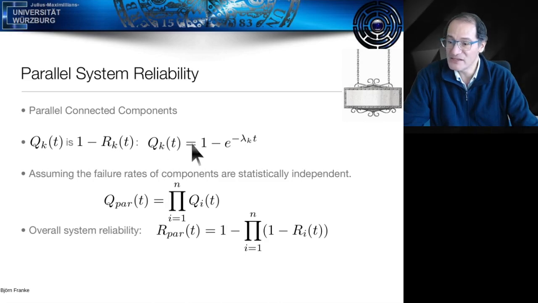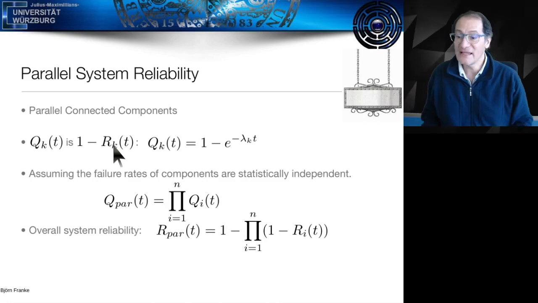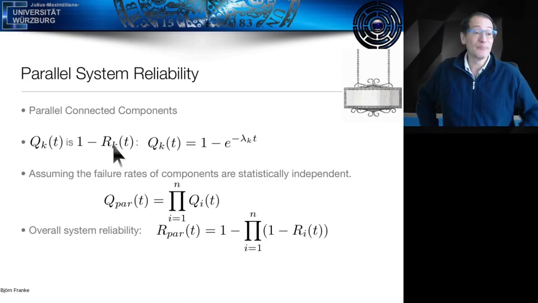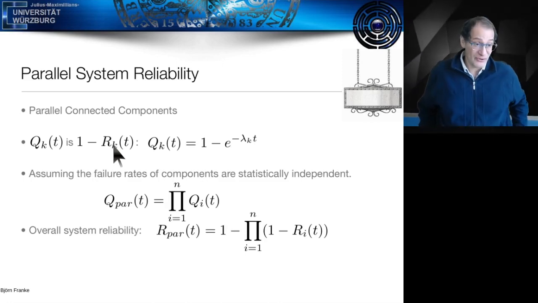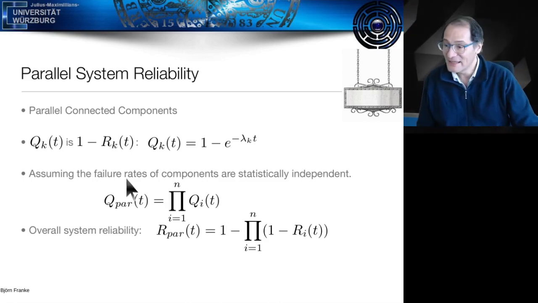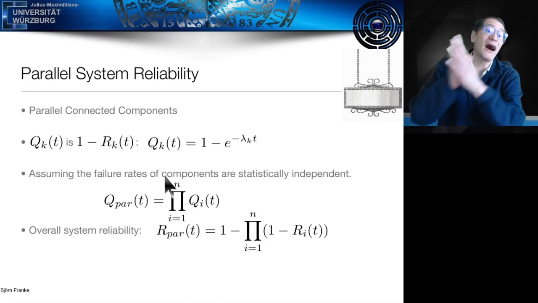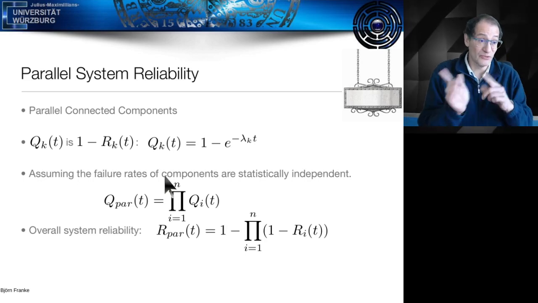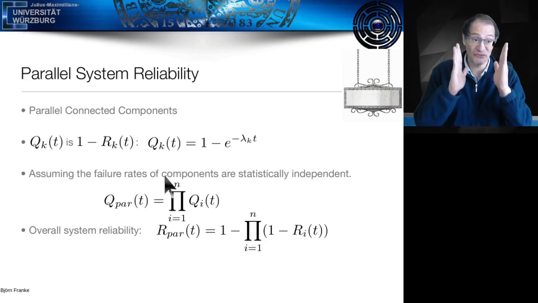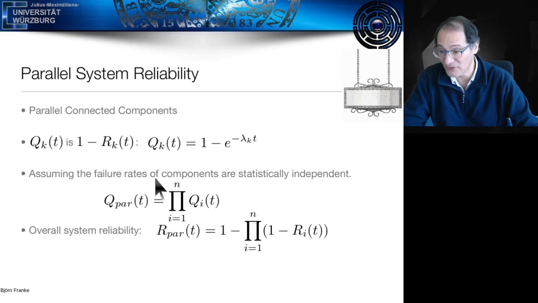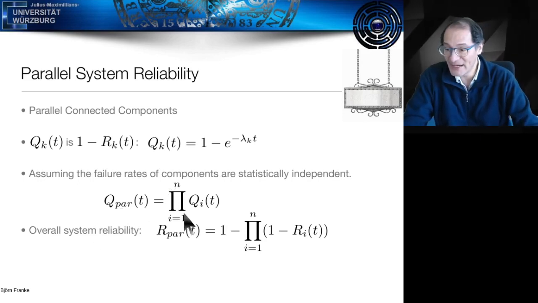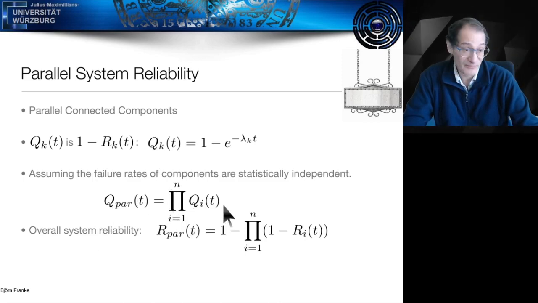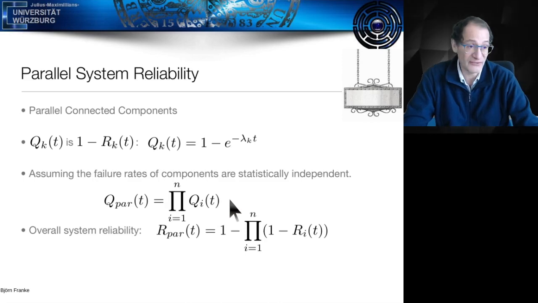And Q is 1 minus this. Okay, then if we have parallel systems, the probability of failure of the whole system is the probability that one is going to fail and the other is going to fail too. So it is the multiplication of both probabilities, that both fail at the same time, in the same period of time. So if we have a parallel system, Q1 and Q2, then the probability of failure will be the multiplication of the probability of failure of the first by the probability of failure of the second.